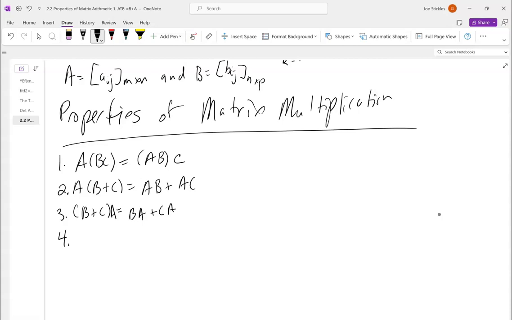The last one talks about that scalars get to move wherever you'd like them, which is not a huge surprise. So if you have the scalar on the outside, I could put the scalar with the first one and then multiply by the second. Or if I want to be fancy, I could put the scalar with the second one and then multiply by the first on the left.